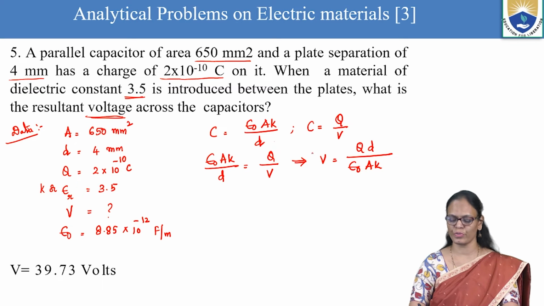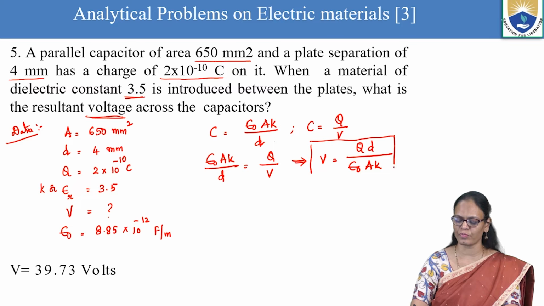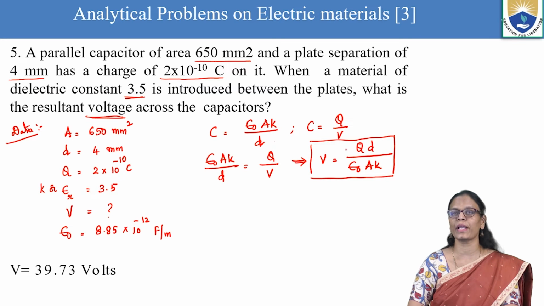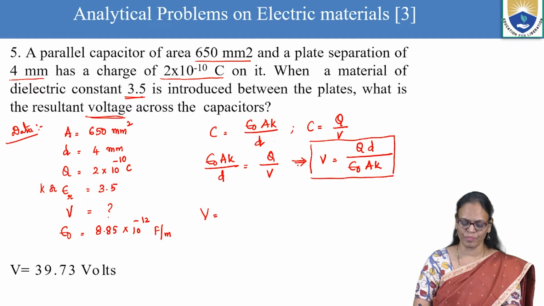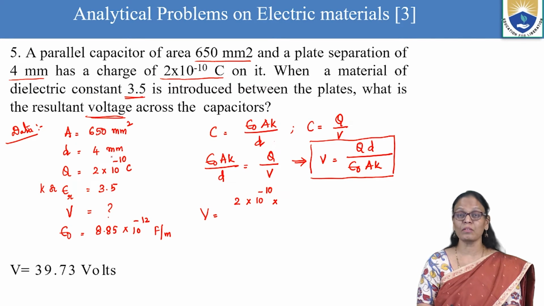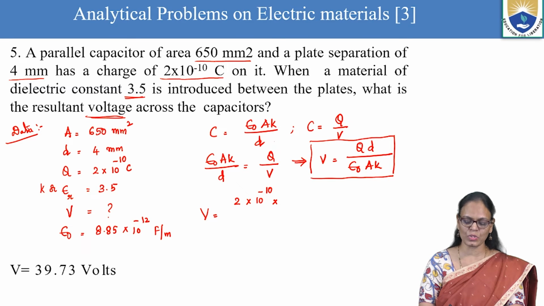This is what I told you to do. Whatever quantity you have to find, first try to deduce the formula from the known formulae. So it becomes simple and also error free. So V is equal to Q. What is the value of Q? 2 into 10 power minus 10. And the distance is given in millimeter. As I told you in the previous numerical, we have to check the units and always see that they are in the SI system. This is in coulombs, SI. But these two also we have to convert now into SI.